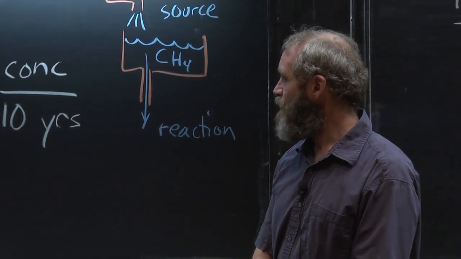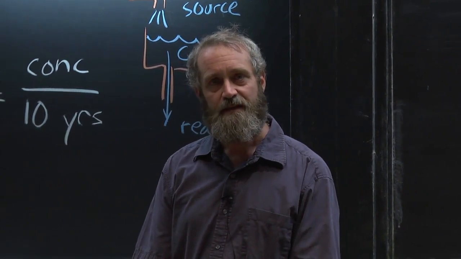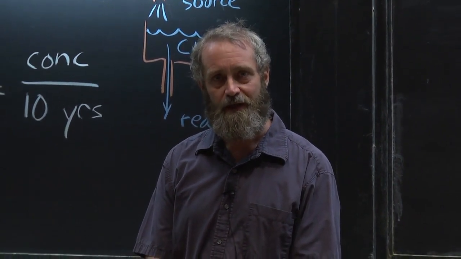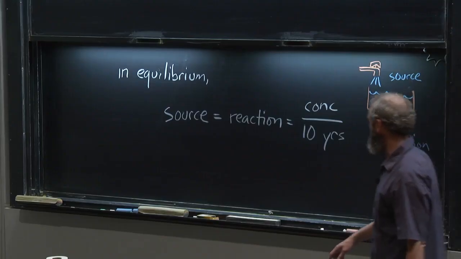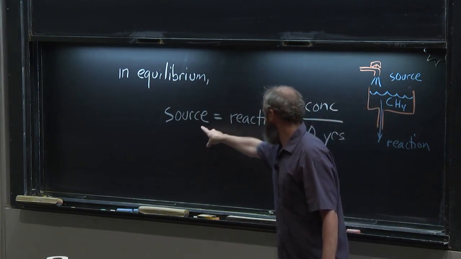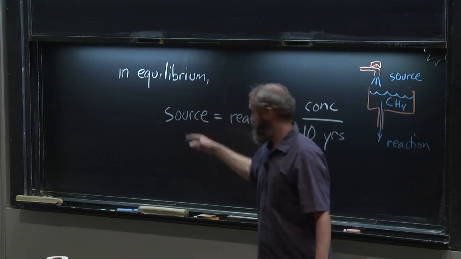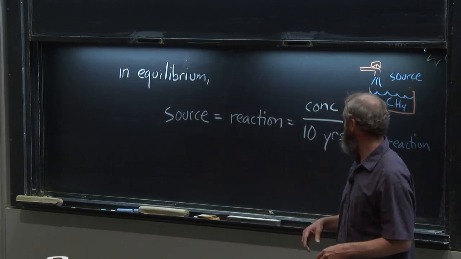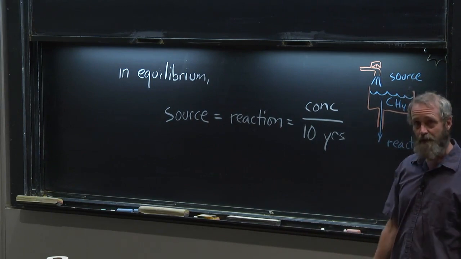So if we assume that the amount of OH radical is staying the same, which it seems like it pretty much is, we can draw an equilibrium equation that says that the source should balance the reaction rate, or the reaction rate has to be balancing the source. It's a slave to the source in equilibrium. And that could be given by the concentration divided by this lifetime of 10 years.